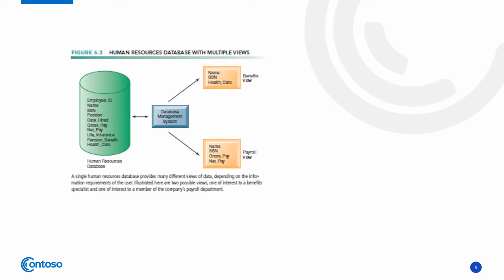From a single human resources database, it provides many different views of data depending on the information requirements of the user. Illustrated here are two possible views, one of interest to a benefit specialist and one of interest to a member of the company payroll department. So, first from the human resources database, they can go to the database management system and then separate into two, benefit views and payroll views.